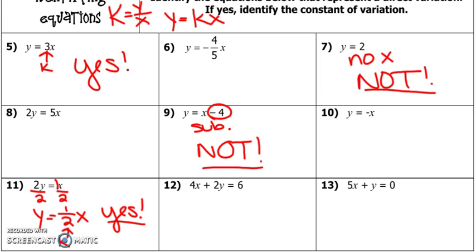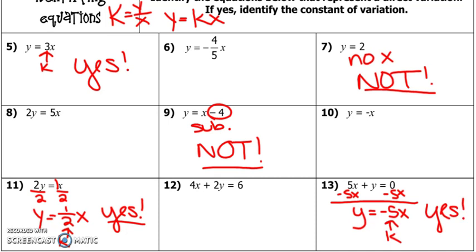If I look at number 13, again, we have to solve for y. So I'm going to subtract 5x on both sides. I'm left with y equals negative 5x. I'm not going to put the 0. We don't have to put plus 0. Now I'm in the form y equals kx, and my value of k is negative 5. So yes, this is a direct variation.